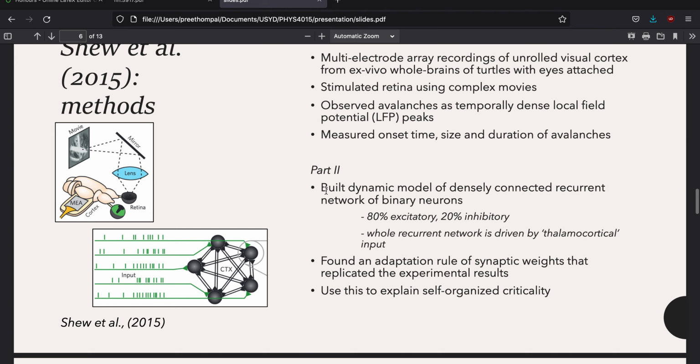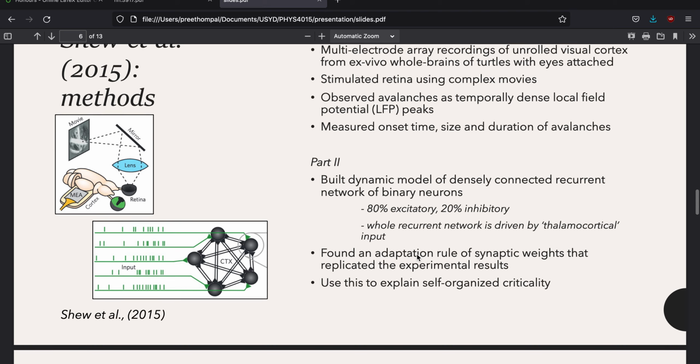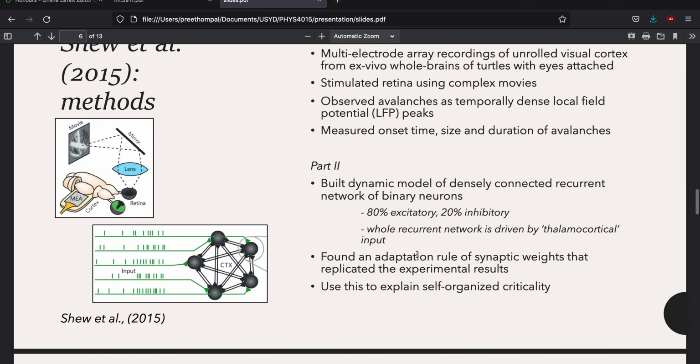Okay, after they did that, they built the dynamic model, where I'll go into more details later, but this is a densely connected recurrent network of binary neurons, so they're either in a non-firing or a firing state. 80% of the neurons are excitatory, and 20% are inhibitory. And then every neuron inside that densely connected network has some input. They call that the thalamocortical input.